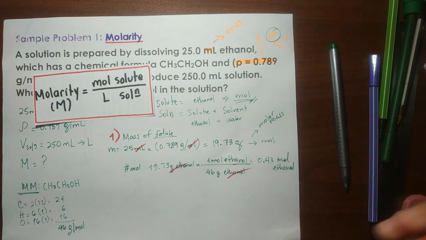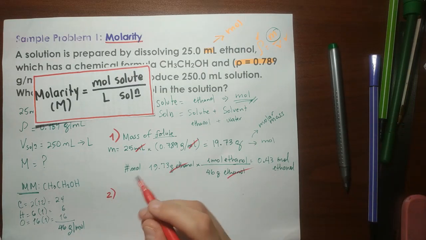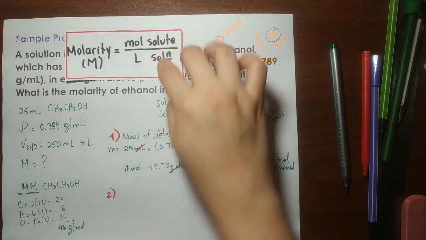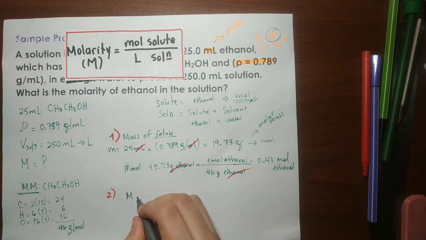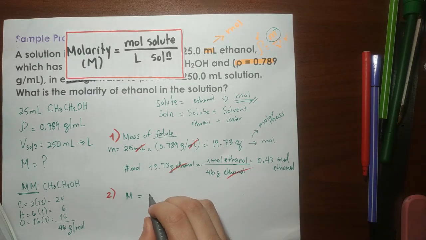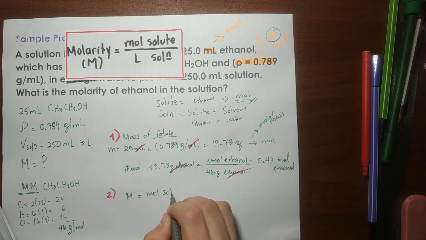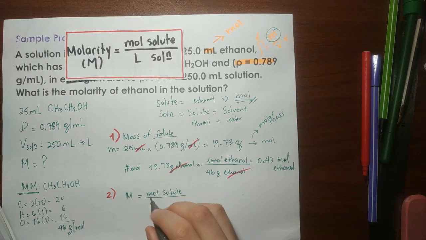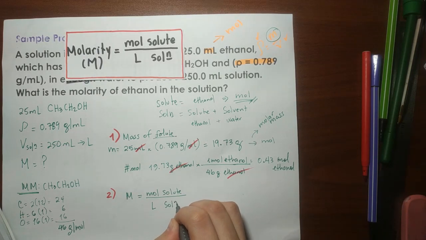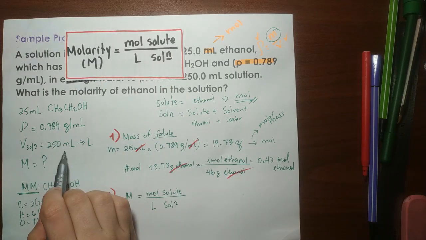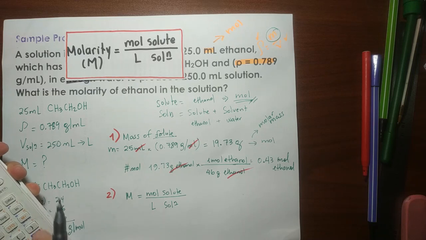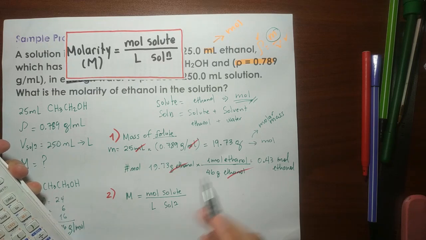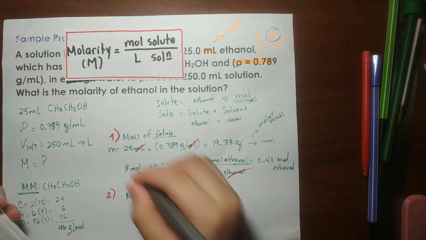So what I'm gonna do in part 2 of my problem is to get the molarity. That is actually what I'm looking for. So I've just applied the equation: molarity equals moles of solute divided by liters of solution. But I didn't convert milliliters to liters, so just divide by 1,000. 250 milliliters divided by 1,000 is going to give you 0.25 liters.